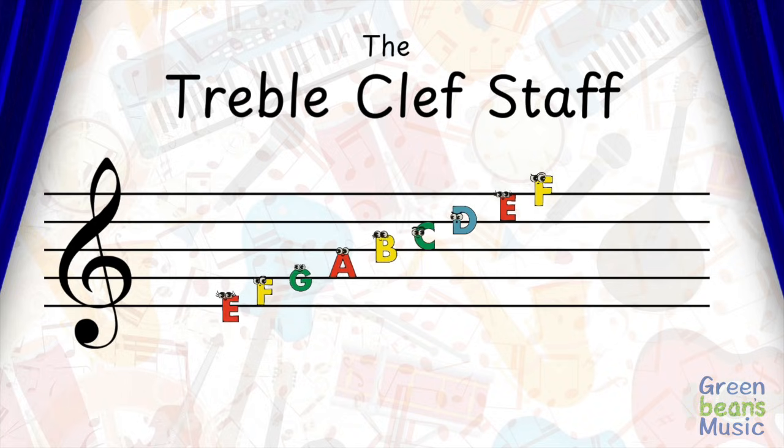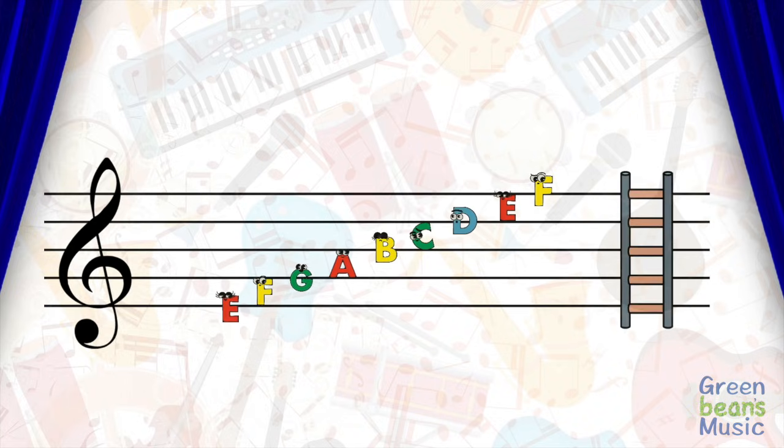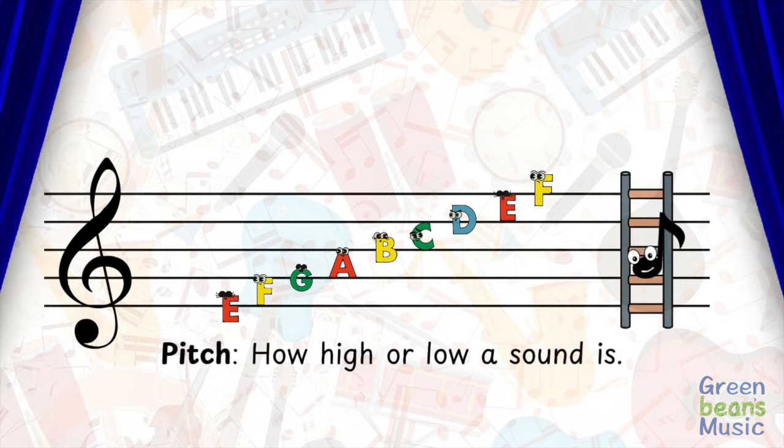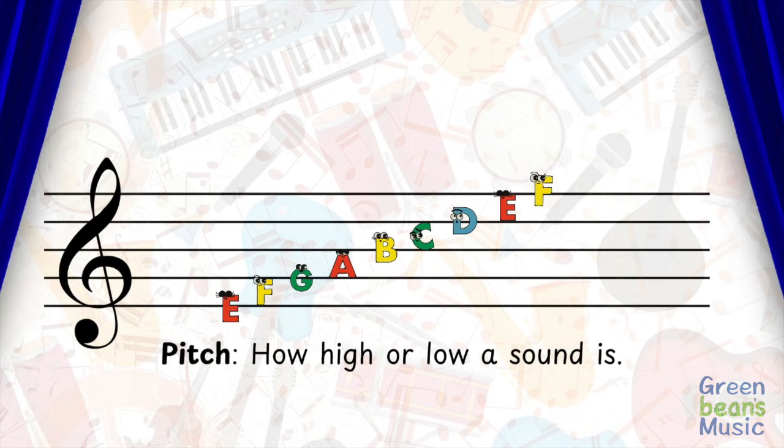Another way to think of the staff is as a ladder. Notes can go up or down the ladder. The higher the note, the higher the pitch. The lower the note, the lower the pitch. Pitch is how high or low a sound is. Now on this staff we have 2 Fs, a low F and a high F. Let's listen to the difference.